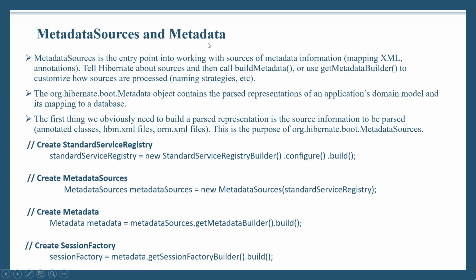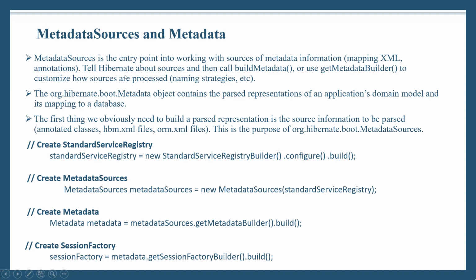Now let us see what is metadata sources and metadata. Metadata sources is the entry point into working with sources of metadata information. We will see that whenever we have to use Hibernate, we need to provide some metadata regarding the mapping or which table is to be created for which entity and what should be the names of columns, and if we are using inheritance, then what strategies to be used for mapping the inheritance. So all this information is called metadata, and metadata sources is the entry point into working with sources of metadata information, which can be given in either XML files or it can be given using annotations.